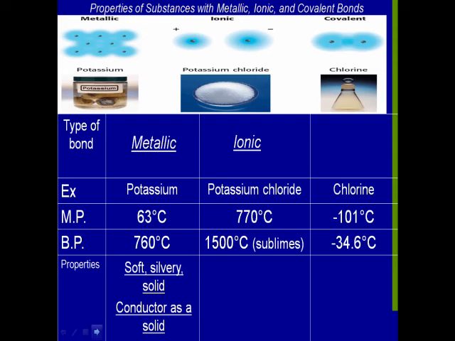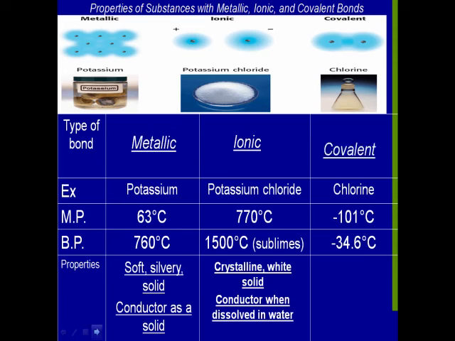Ionic bonds are made up of a metal and a nonmetal, so potassium is a metal, chloride is the nonmetal. These have extremely high melting and boiling points. This tells us that it has a strong bond, so we would expect these to also be solids at room temperature. Ionic compounds have the ability to be conductors as long as they're melted, because that's how we're going to get charged particles that can move, or they've been dissolved in water, and again, that's how we're going to get charged particles that can move.